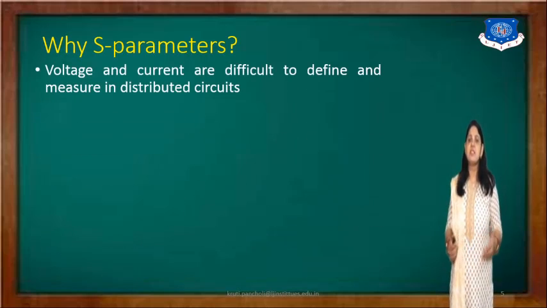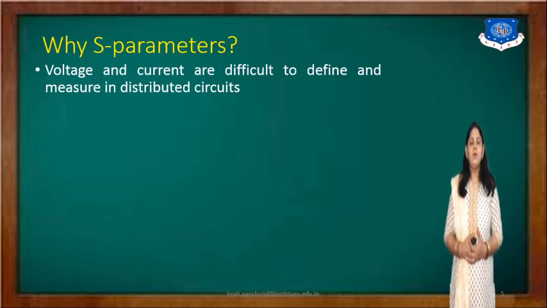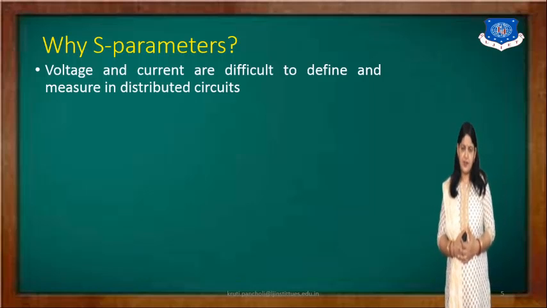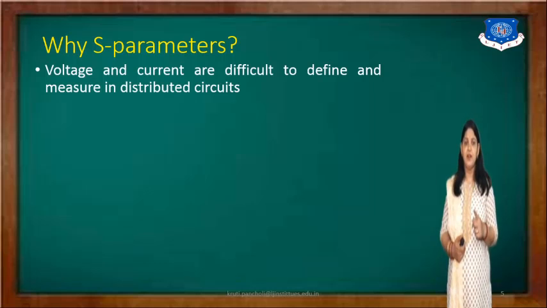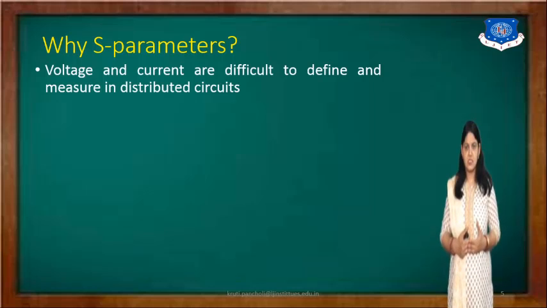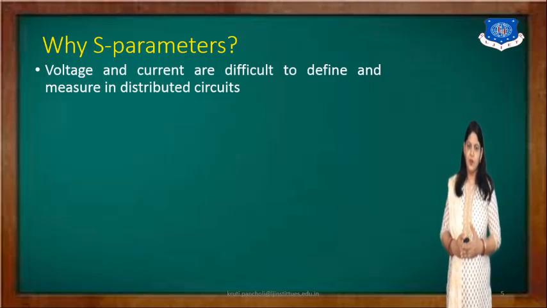Why is the S parameter required? Voltage and current are very difficult to define and measure in distributed circuits. We know that we are connecting to a particular transmission line and sending the signal over a very large distance, so at that time there is no physical link. At that point it is difficult to measure the voltage and current values.